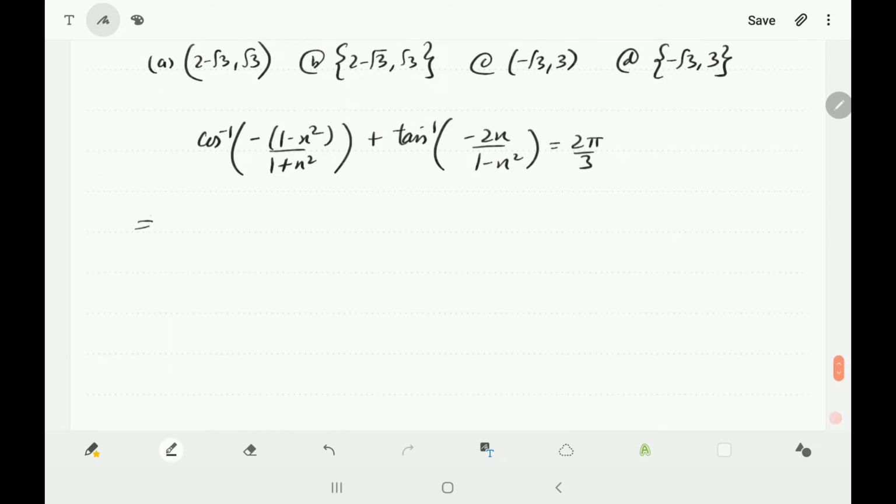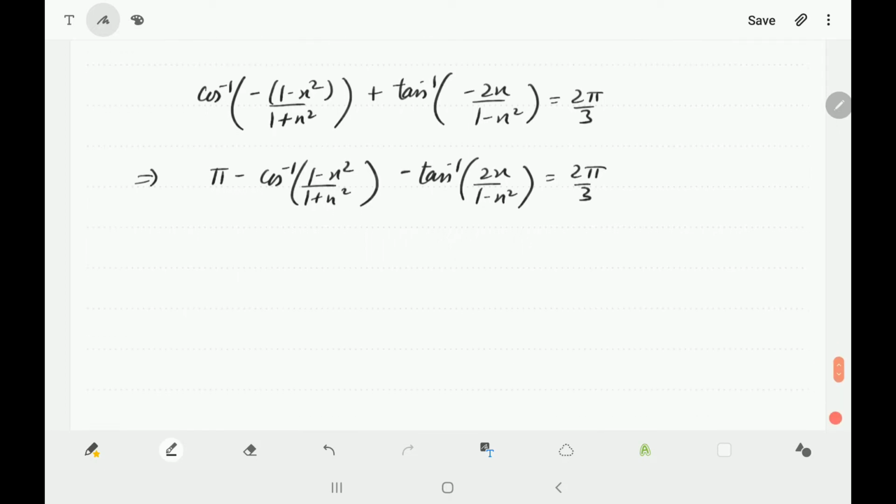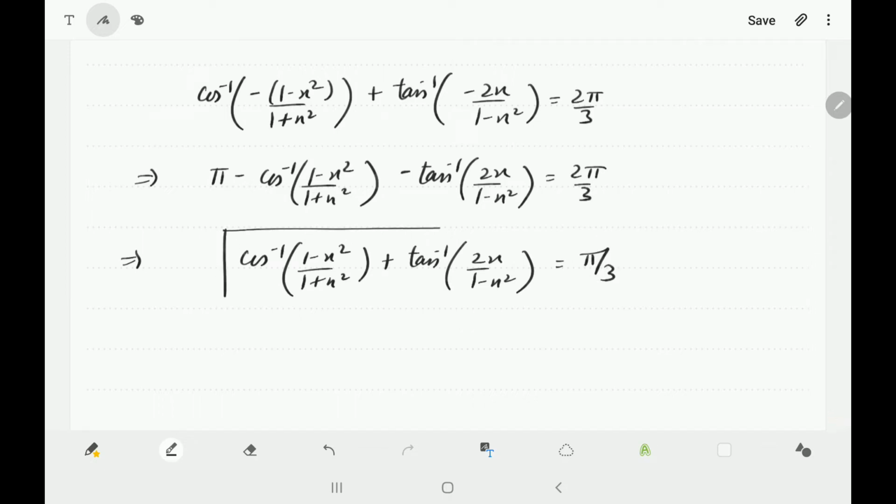Now we can easily apply the formula, because cos inverse of minus theta is pi minus cos inverse theta. So I can write this as pi minus cos inverse of 1 minus x square upon 1 plus x square. Tan inverse of minus theta is minus tan inverse theta. So minus tan inverse of 2x upon 1 minus x square is equal to 2 pi by 3. So we'll just make these terms positive. So we will get cos inverse of 1 minus x square upon 1 plus x square plus tan inverse of 2x upon 1 minus x square. This will be equal to pi minus 2 pi by 3, which is pi by 3. So we have reduced our equation into the functions which we already know.